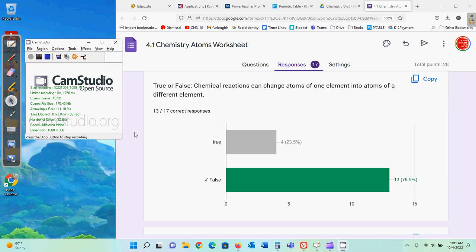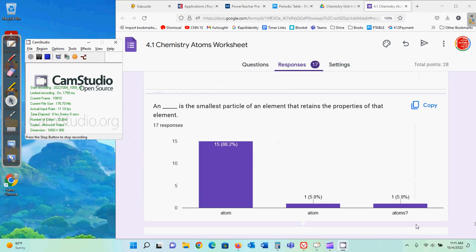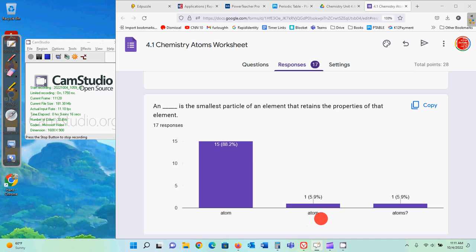All right. I'm going to point this one out just because, well, atom is the answer I put in. I don't know why this counts as a different answer. So this is what I put in. I don't know why this counts as a different answer. Maybe there's a space or something. But over here, they put a question mark.